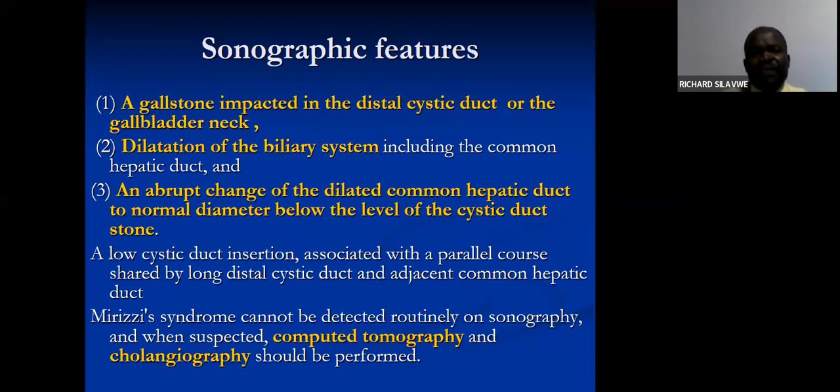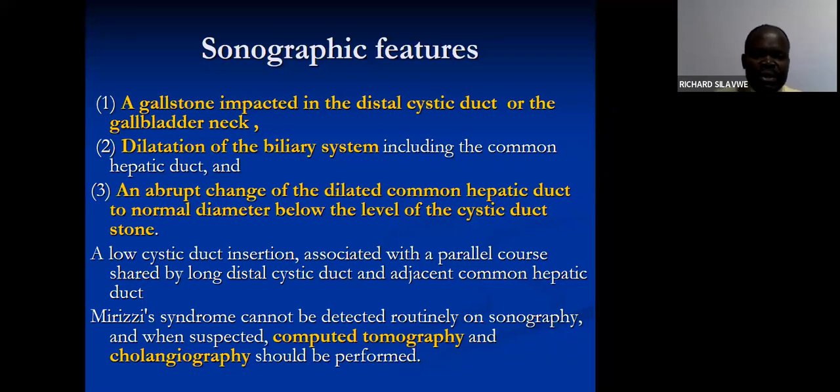Then sonographic features: a gallstone impacted in the distal cystic duct or the gallbladder neck, there will be dilatation of the biliary system, including the common hepatic duct, and an abrupt change of the dilated common hepatic duct to normal diameter below the level of the cystic stone. So you can find sometimes the common bile duct has a normal diameter, and yet there is an obstruction somewhere.